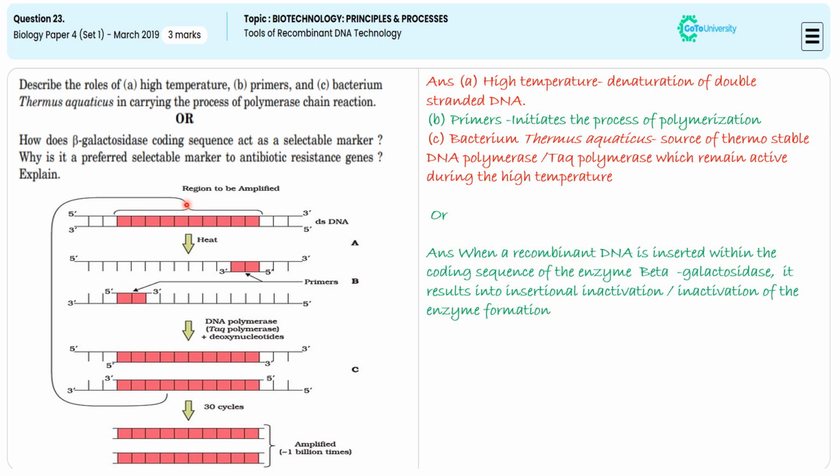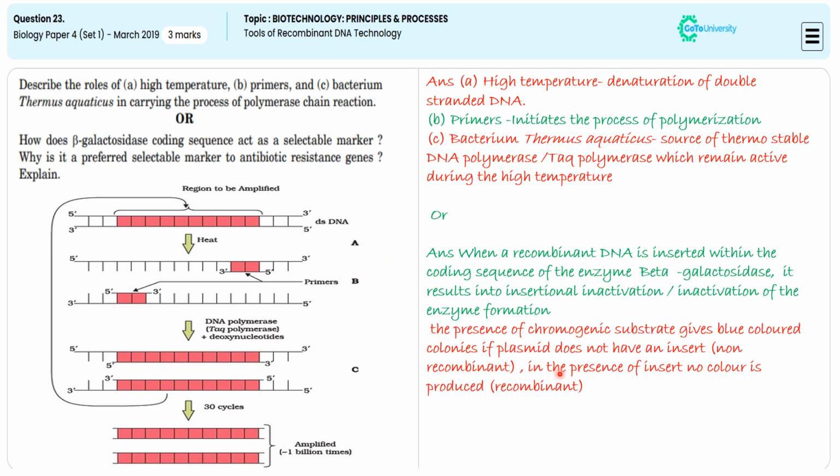And we need to specify that the chromogenic substrate gives blue-colored colonies if the plasmid does not have an insert, representing the non-recombinant. In the presence of an insert, no color is produced, so that represents the recombinant. In this way, if you illustrate, we will get another 1 mark.